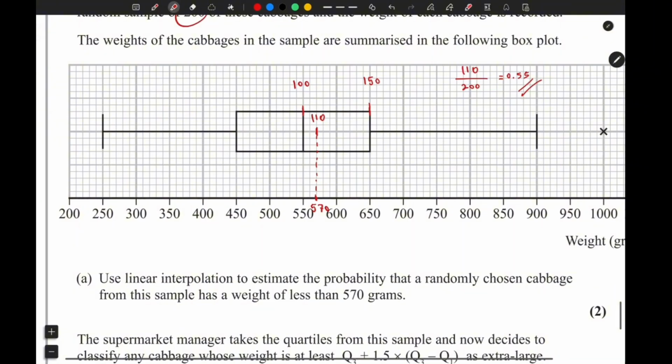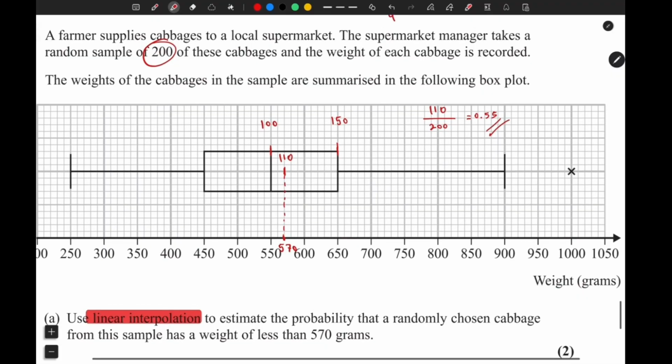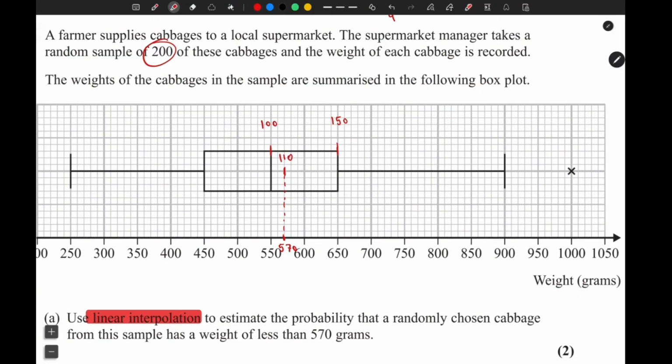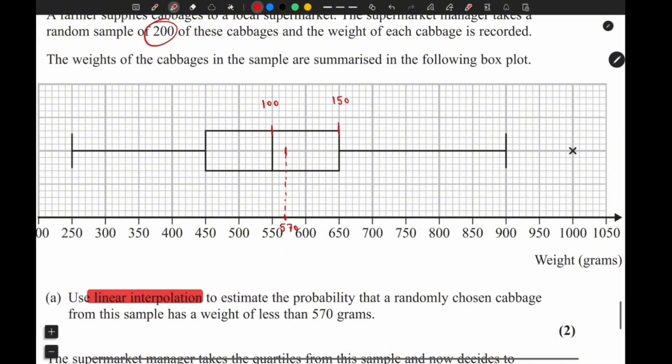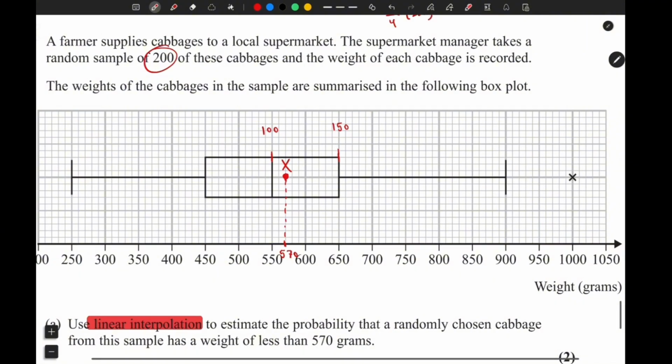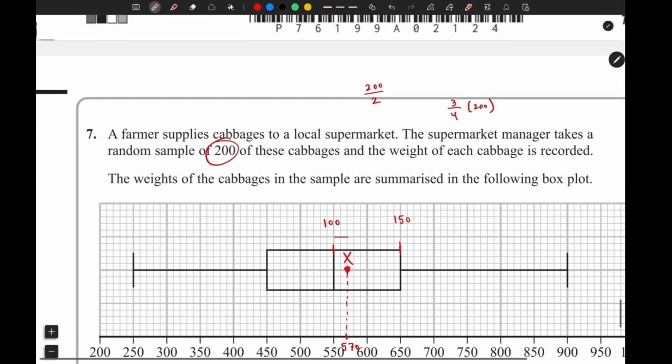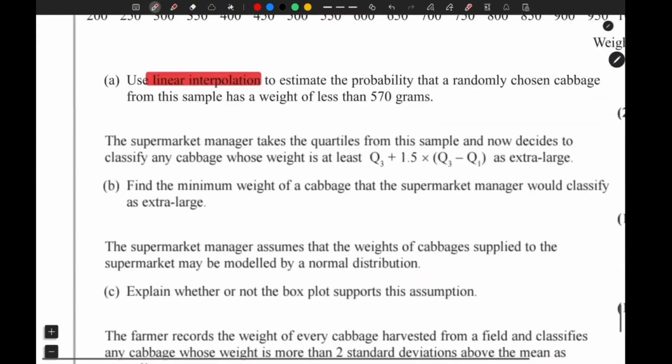We need to use linear interpolation to find the number of cabbages at this point, and then we can calculate the probability. So if we use linear interpolation, let's say that at this point the number of cabbages is unknown. Let's call it x. So there are x cabbages at this point. The basis of linear interpolation is that we're equating the ratio of the lengths. So this length is x minus 100.